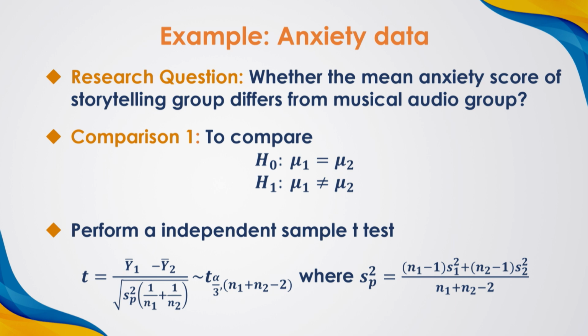Similarly, sp square is nothing but the pooled variance of these two groups, which has the formula n1 minus 1 into s1 square plus n2 minus 1 into s2 square divided by n1 plus n2 minus 2, where s1 square and s2 square are the sample variances of the first group and second group respectively. Using this test statistic, you can compare the test statistic value with a tabulated value, and you can conclude based on the corrected level of significance alpha by 3. That is why I have made alpha as alpha by 3.